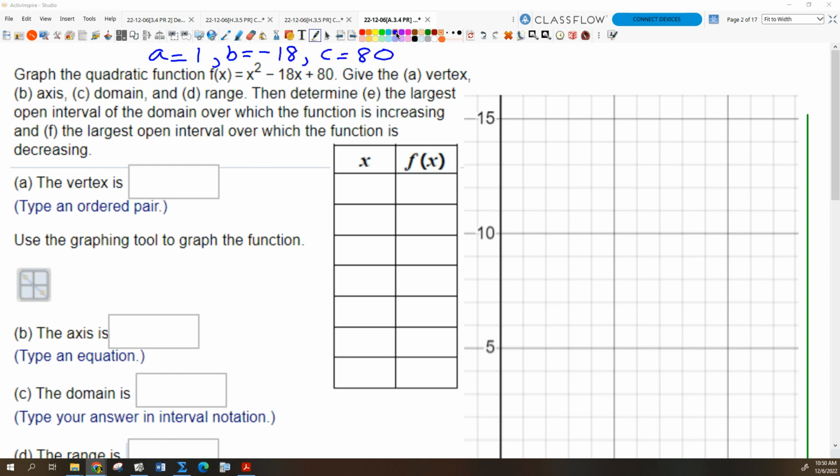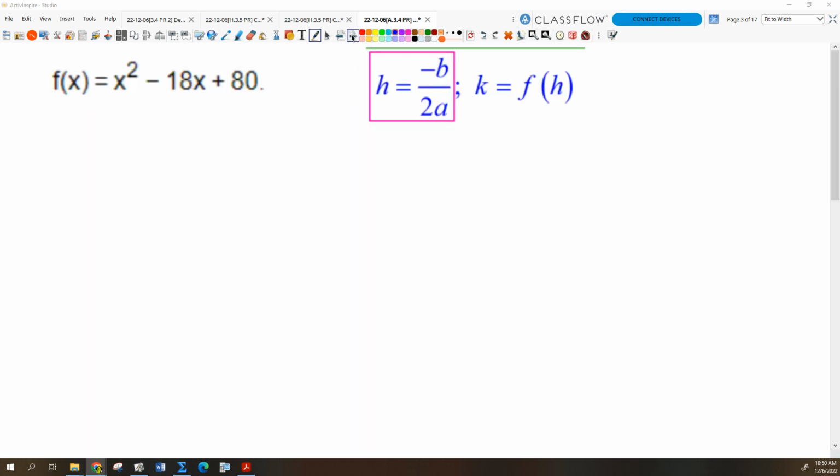Is 80, good job, okay? So those are the values of A, B, and C. Now we want to calculate the coordinates of the vertex. Well, let's do the work on this next page where we've got this a little bigger.